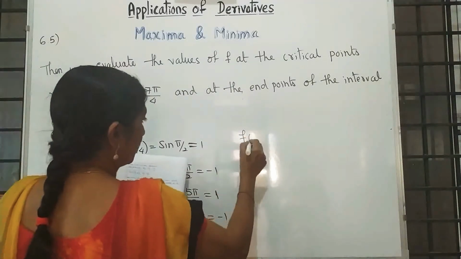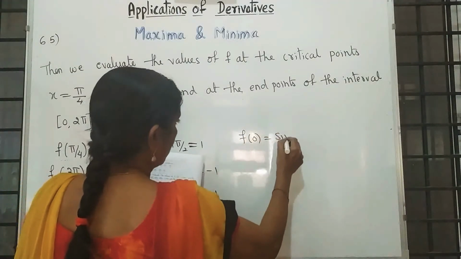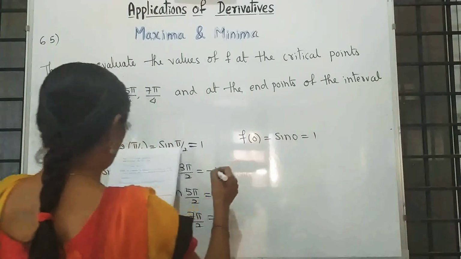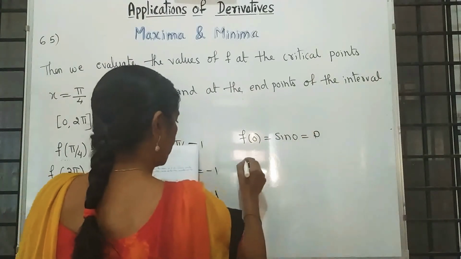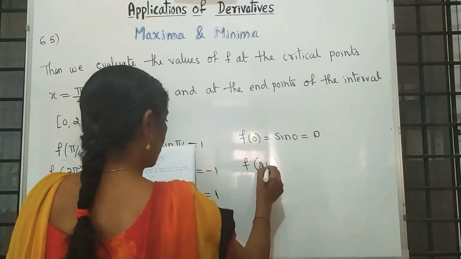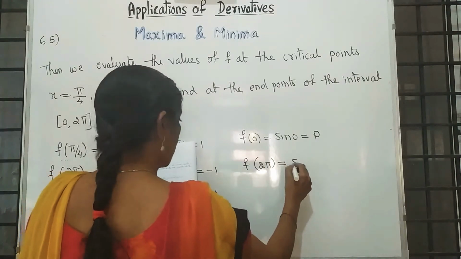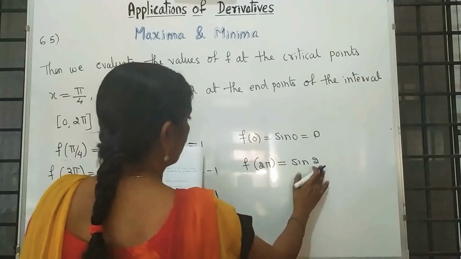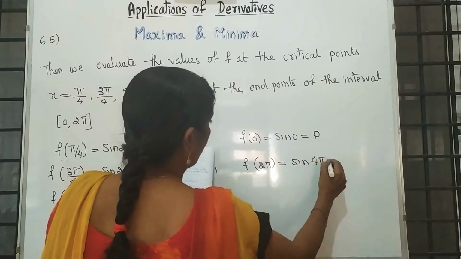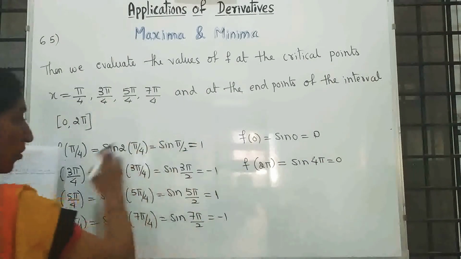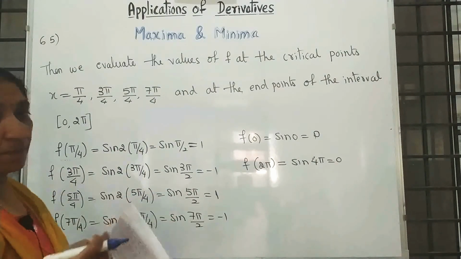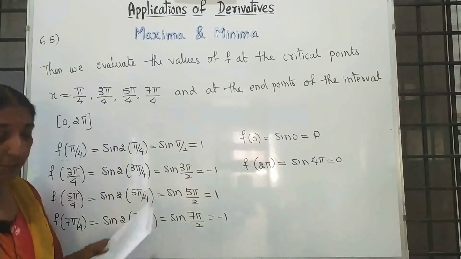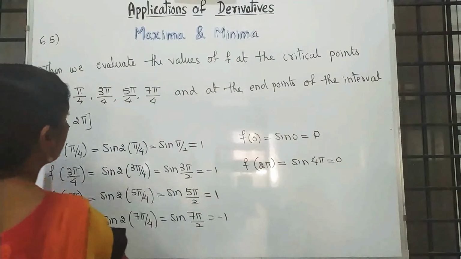And end points, f of 0 is sin 0, that is 0. Then f of 2 pi, sin 2x means sin 4 pi, sin of any number into pi is 0. Out of these values, the maximum is 1 and minimum is minus 1.